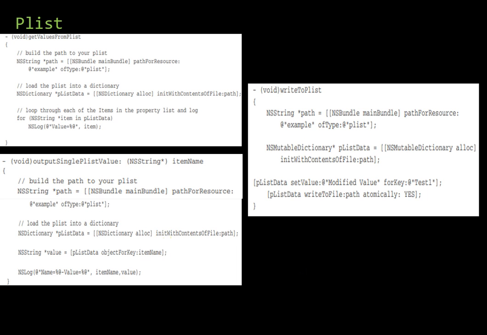In that case, what we are doing, we are doing it in this function that is called outputSinglePlistValue. Okay, it is taking the name. You can see here that it takes in the name of the item which you want to output here. So you can see what is the name here, that is nothing but your item name. You then use this objectForKey method.